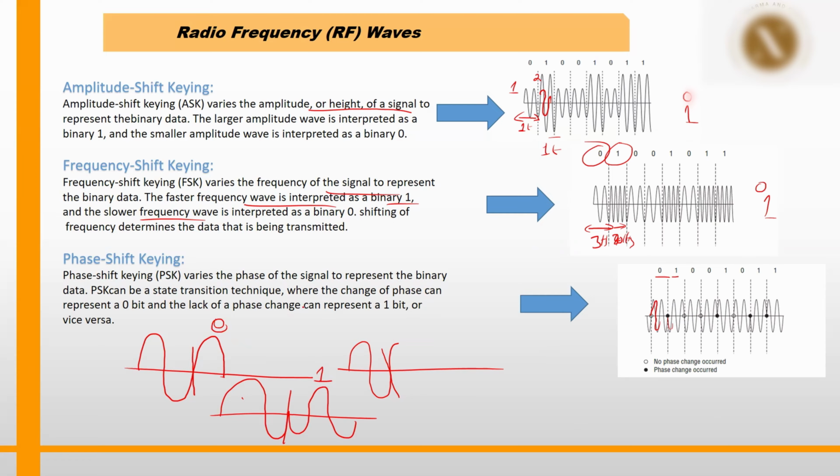Changing the phase is nothing but, you might be sitting in a chair like this, and now instead of sitting and pointing towards the door, you will sit opposite to the door. I mean, in the other direction, like this. So that's what phase means. You're changing the phase of the signal.